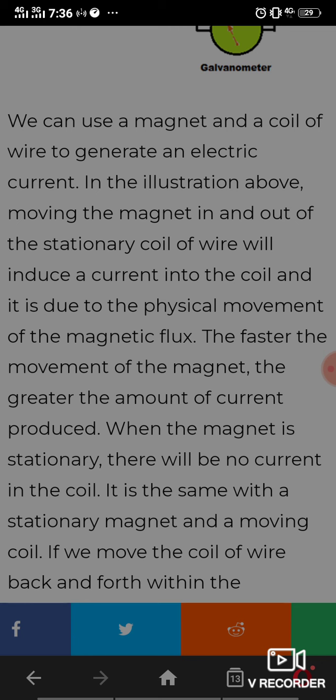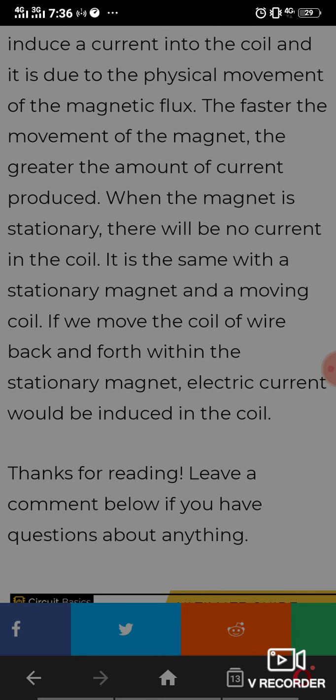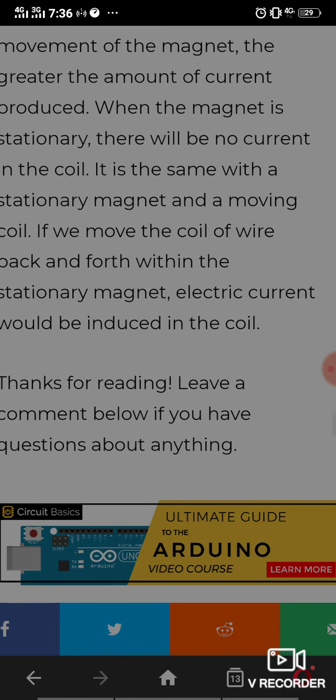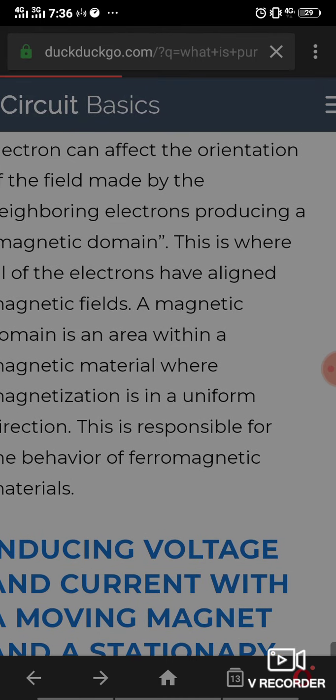It is the same with a stationary magnet and a moving coil. If we move the coil of wire back and forth within the stationary magnet, electric current will be induced in the coil. So this is all about the coil.